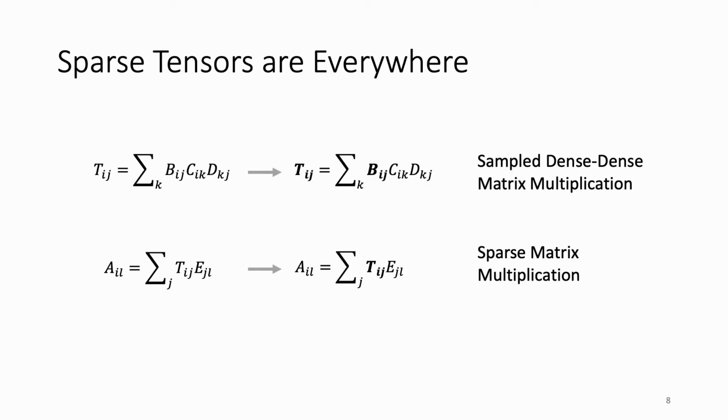Now let's make the B tensor a sparse tensor. Here, the first kernel refers to the sampled dense-dense matrix multiplication, where we have a dense matrix multiplication of C and D, but then it's sampled by the sparse matrix P. Notice that the sparse matrices are in bold here. The second kernel refers to sparse matrix multiplication.